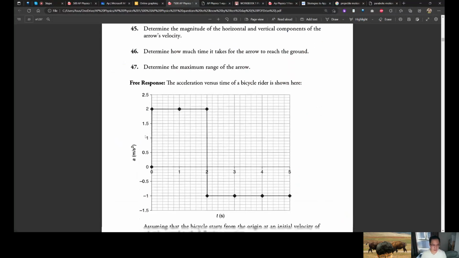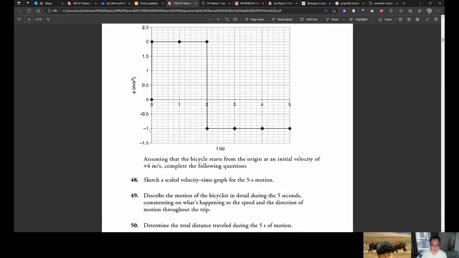Okay, the next one here, 48. No. Okay, what's the question? Well, I don't understand why the formula is like that. Range formula.